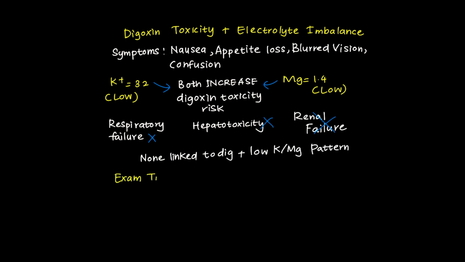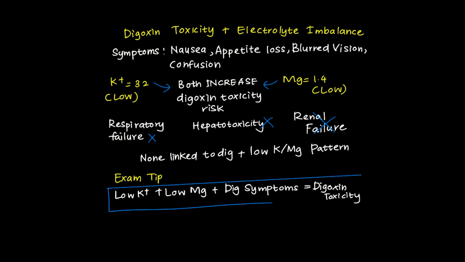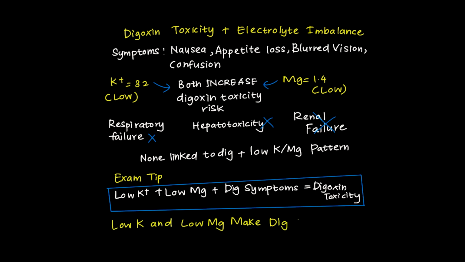Here is a WGU D441 OA exam tip for you. Digoxin toxicity questions often pair GI and visual symptoms with low potassium and low magnesium. Low K plus low Mg plus digoxin symptoms equals toxicity. Quick recall hook: low K and low Mg make dig go toxic. Electrolytes feed the fire.